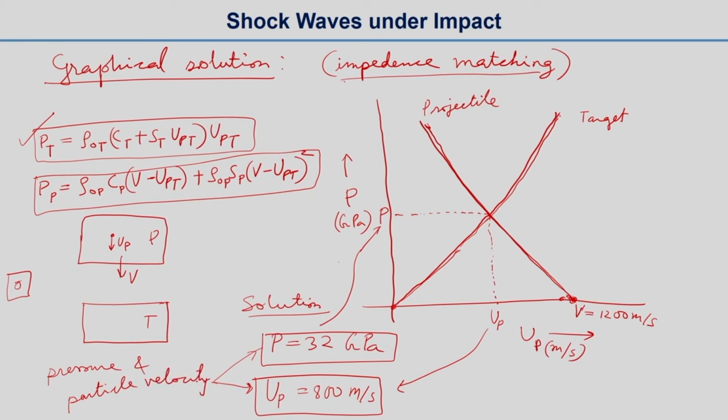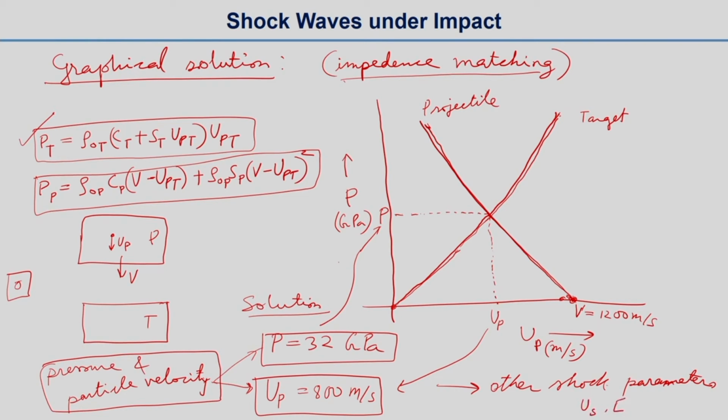If we know these two parameters, we can obtain the other shock wave parameters using the Rankine-Hugoniot equations. So, if we get the pressure and particle velocity, then from here the other shock parameters can be found. What are the other parameters? As we know, we have a total of 5 parameters, and the other parameters will be the shock wave velocity Us or the internal energy E. So, these we can find out.